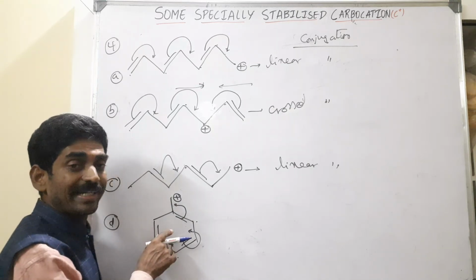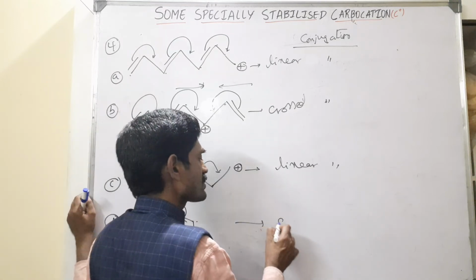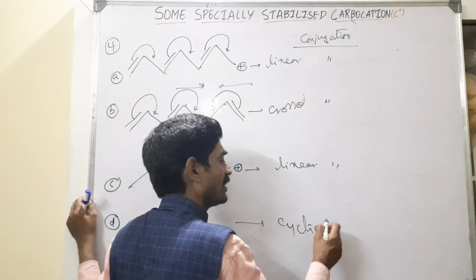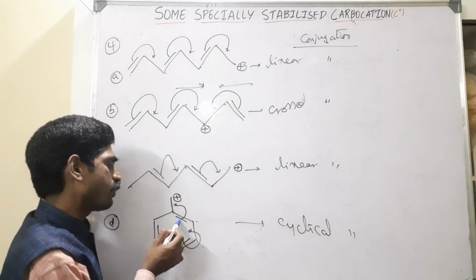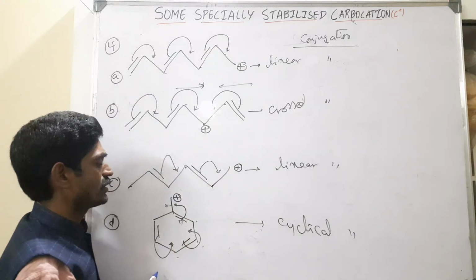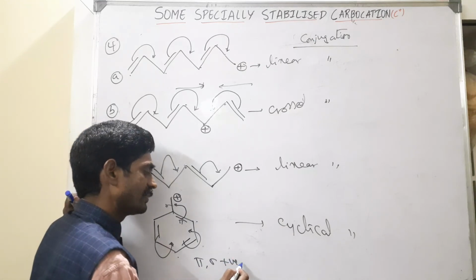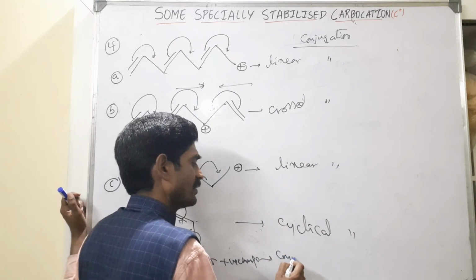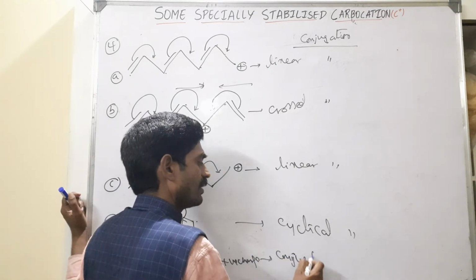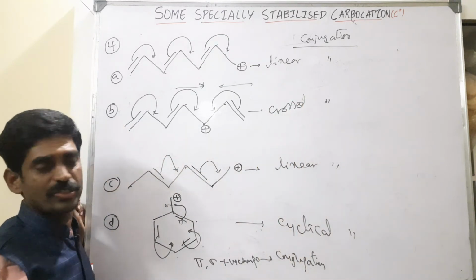So migration of pi bond electrons along the length of the carbon chain in a cyclical manner is called cyclical conjugation. Here also there is a double pi bond, sigma bond, positive charge. So that's why this is called conjugation. This conjugation may be linear conjugation, cross conjugation or cyclical conjugation.